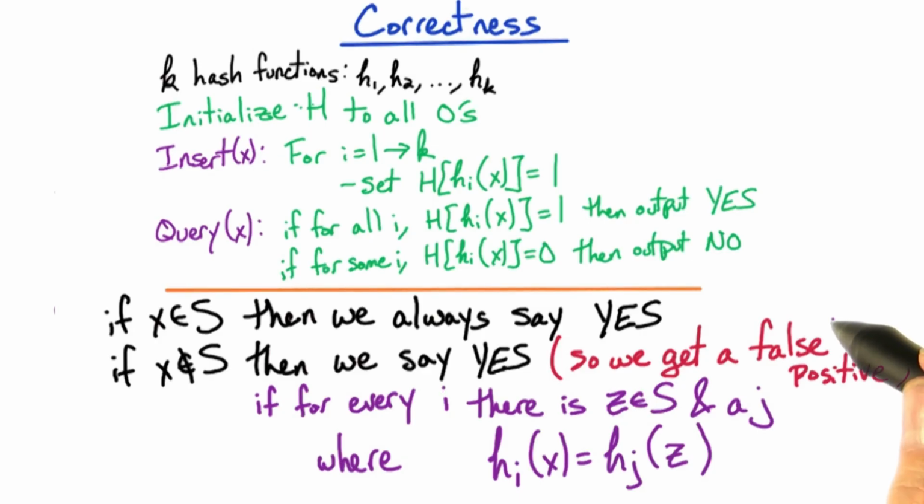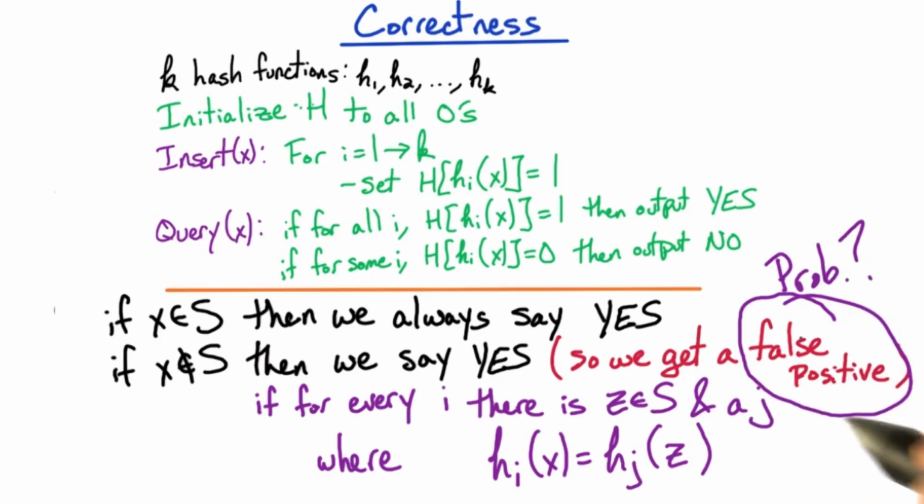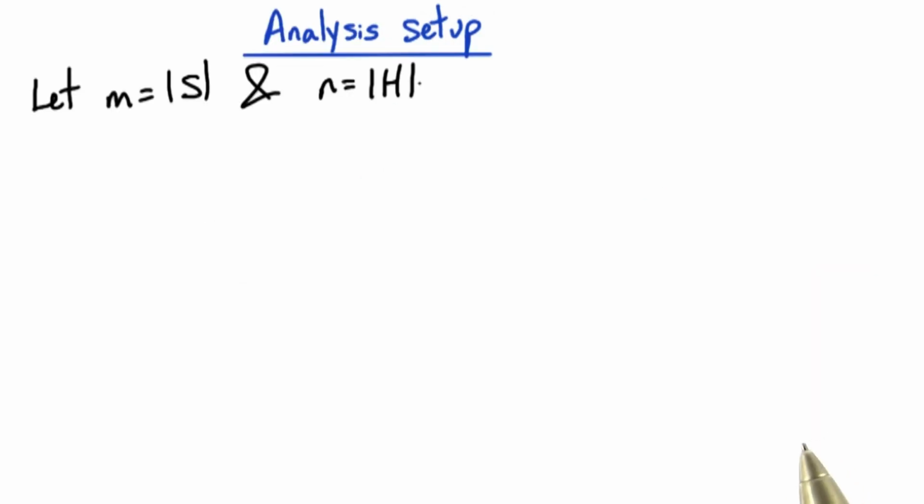What we want to do now is more precisely analyze these false positives. What's the probability of a false positive? We want to look at it as a function of k, and then we can figure out the optimal choice of k in order to minimize the false positive rate. And then we can compare and see what that false positive rate looks like to see whether this is a good data structure to use or not. Let's start analyzing the false positive rate.